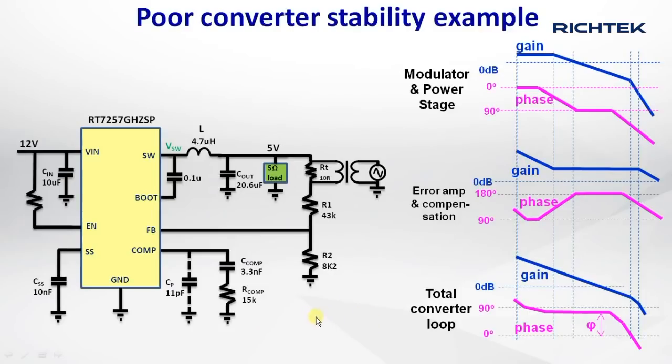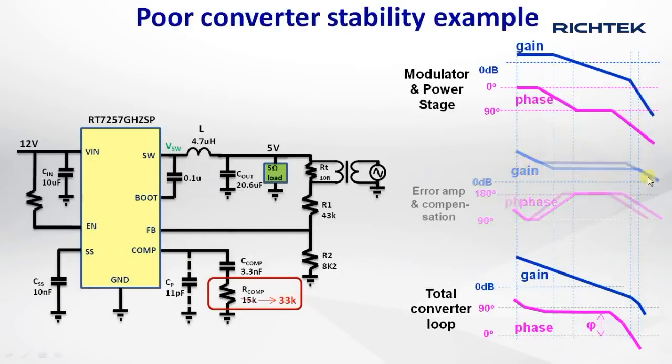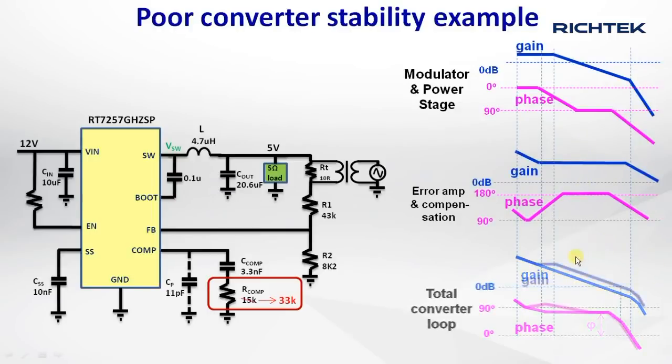Let's have a look at a marginal stability case. I increase the compensation gain by increasing the R-comp value from 15K to 33K. This will push the crossover frequency to a higher value, into the region where the phase has dropped quickly. It will result in very low phase margin.